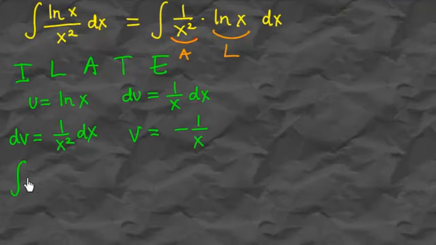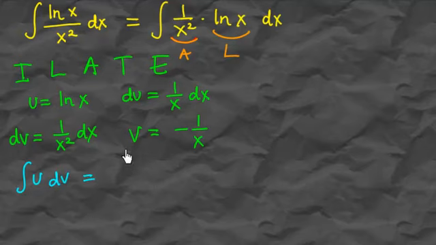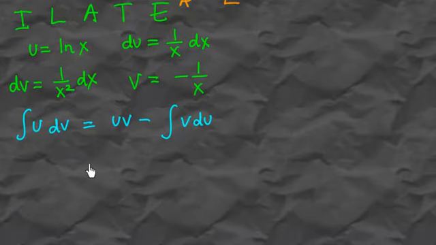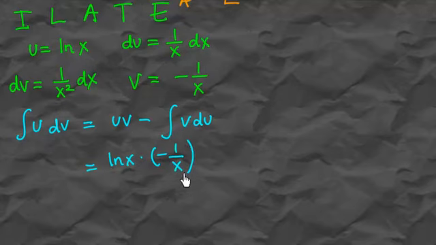So let me remind you that integration by parts says the integral of u dv is equal to uv minus the integral of v du. Alright, now our u is natural log x, and v is minus 1 over x.